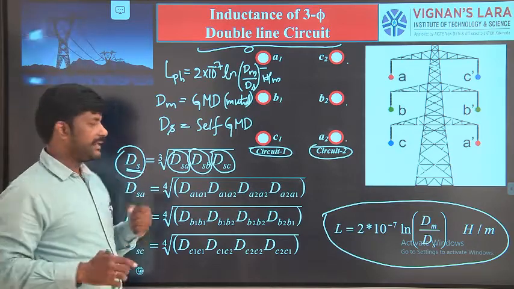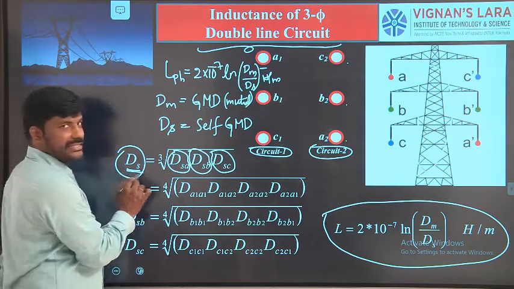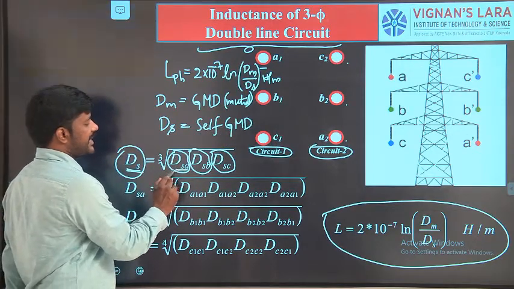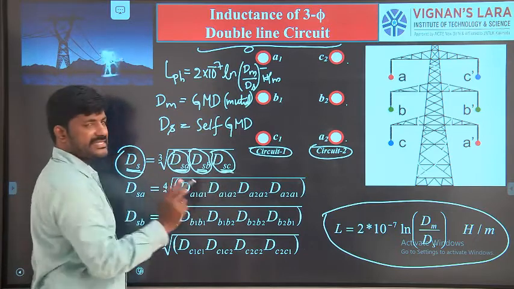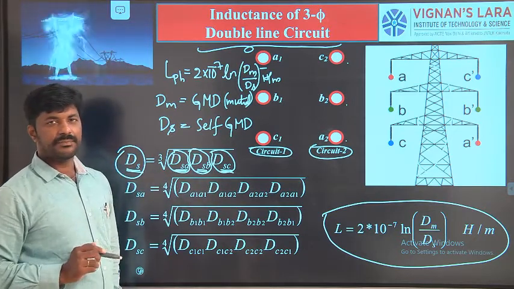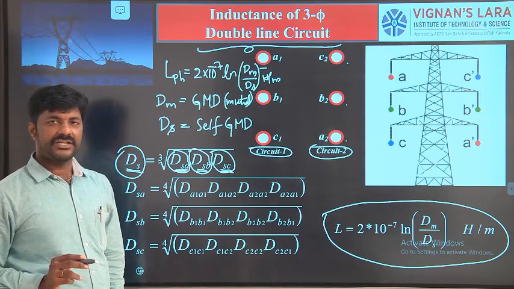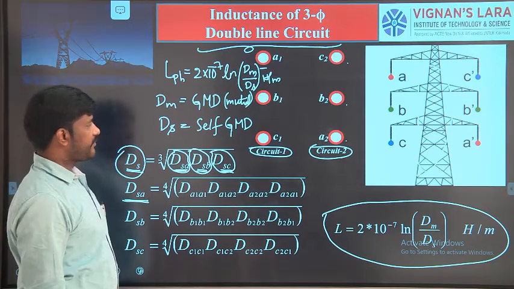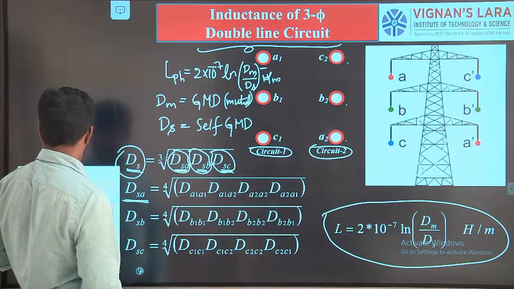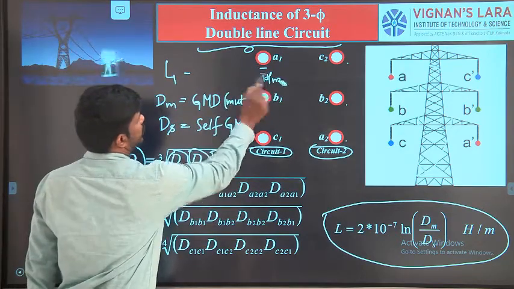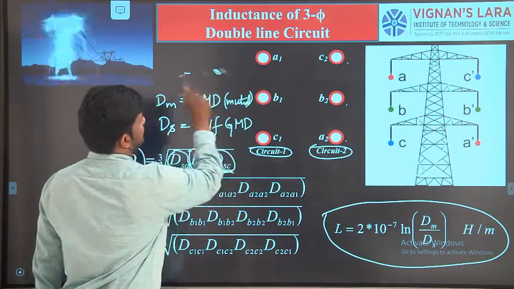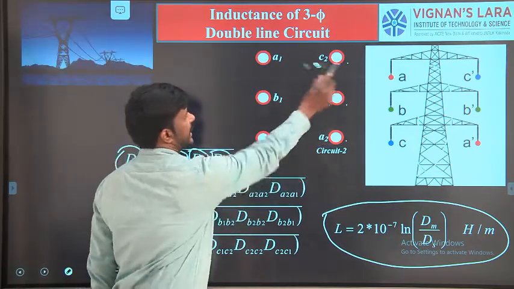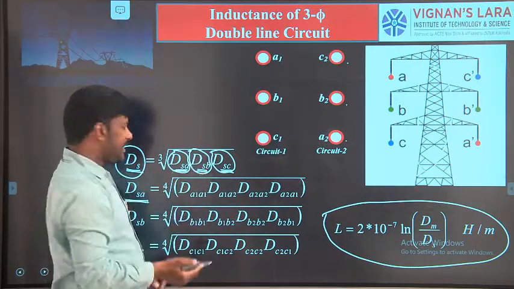Like that, here also, to get the overall self-GMD of a 3-phase double line circuit, we have to calculate the individual self-distances of phases A, B, C separately. Then what is the procedure to find the self-GMDs of individual phases separately? Let me check this first one, DSA. What is DSA? As I told you, DSA is nothing but the self-geometric mean distance of phase A, among 2 circuits, circuit 1 and circuit 2.